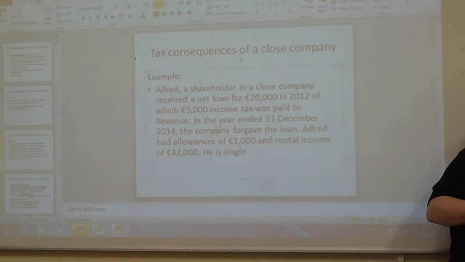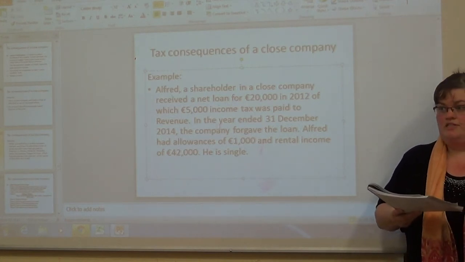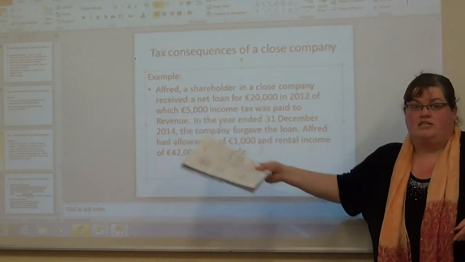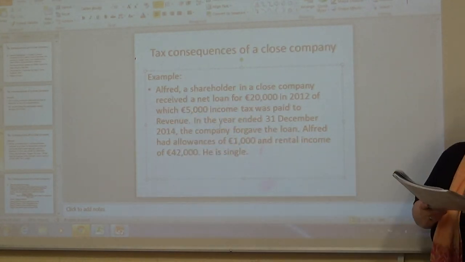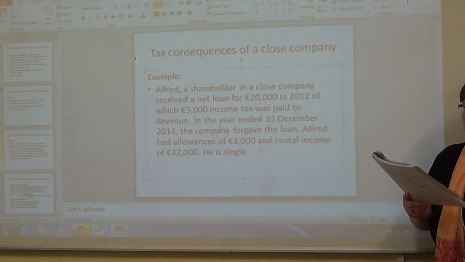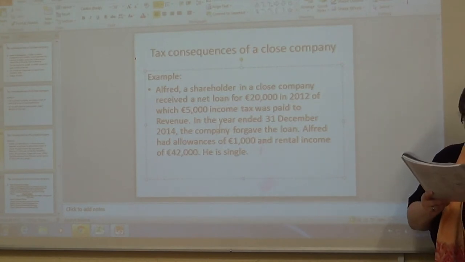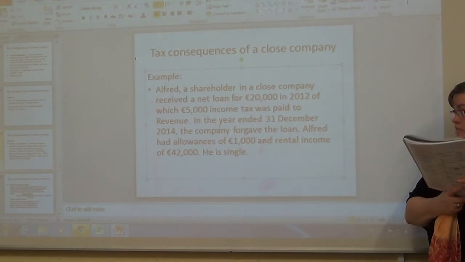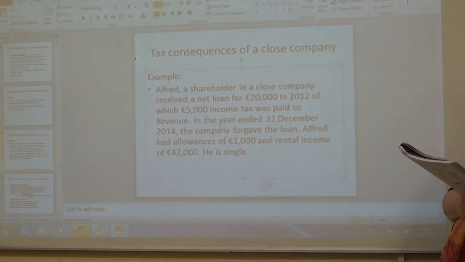And you're okay with grossing up the loan, yeah? The 20,000 divided by 0.8 gives you 25,000, and then 25,000 by 20% gives you the 5,000 tax there. That's income tax, yeah. Okay, so on the 31st of December, the company forgave the loan, and Alfred has allowances of 1,000 euro and rental income of 42,000, and he is single.